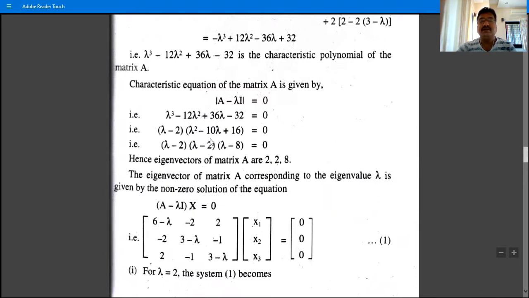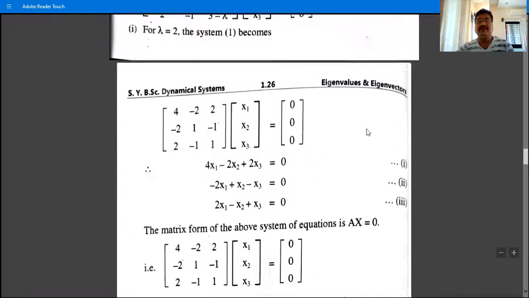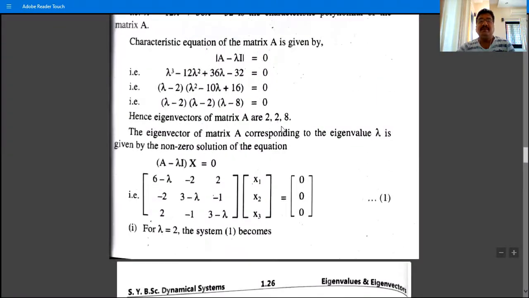So right here, the synthetic division: the coefficients of lambda cube, lambda square, lambda, and the constant coefficient, and then apply 2. We have 0, and then lambda minus 2 and lambda square minus 10 lambda plus 16 as the factorization of this polynomial. In the previous part, we have seen examples of synthetic division. This factorization of the polynomial is lambda minus 2 and lambda minus 8, because minus 2 minus 8 is minus 10, and the product of minus 2 and minus 8 is 16.